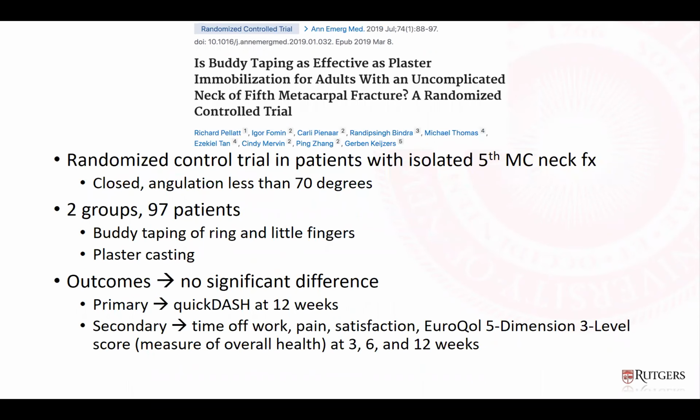This is another study that compared buddy taping to plaster immobilization. It's out of emergency medicine literature. There's a randomized controlled trial in patients with an isolated small finger metacarpal neck fracture. Inclusion criteria include closed fractures with an angulation of less than 70 degrees. These were all just fifth metacarpal neck fractures. Two groups, 97 patients. First group was just buddy taping of the ring and little fingers versus plaster casting. They similarly showed no significant difference in QuickDASH scores at 12 weeks or time off work, pain, satisfaction, or an overall health score at 3, 6, and 12 weeks.